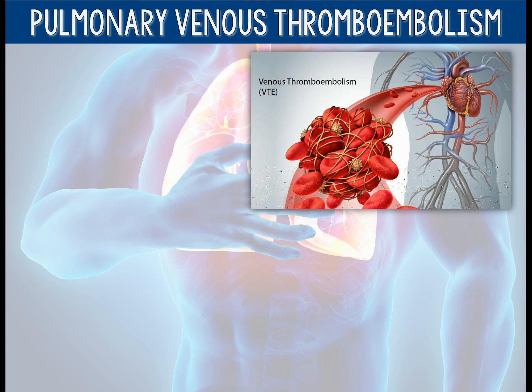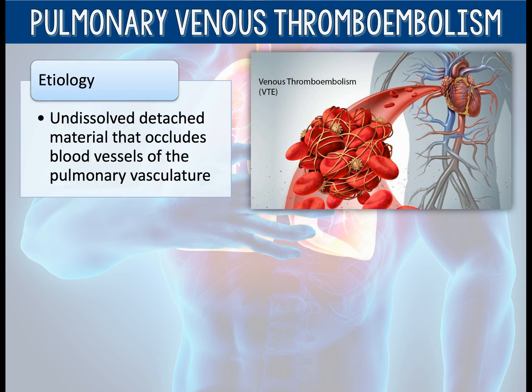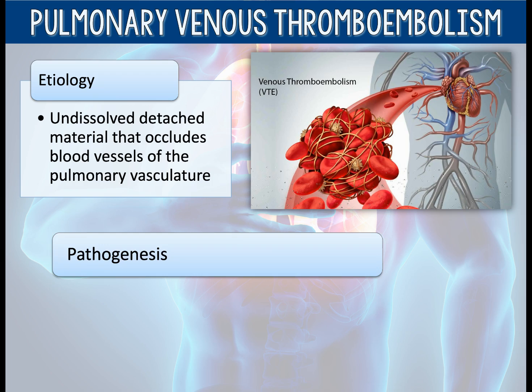How about PEs? Well, there's pulmonary venous thromboembolism. And in this case, how does this happen? Well, we talked about thrombi that decide to go surfing in the bloodstream, right? So pulmonary venous thromboembolism is from undissolved detached material that occludes blood vessels in the lungs.